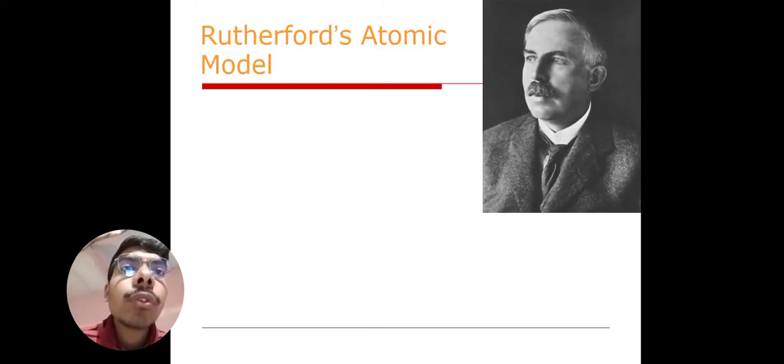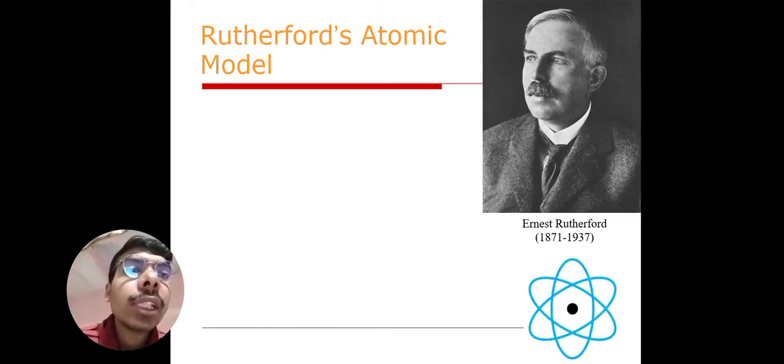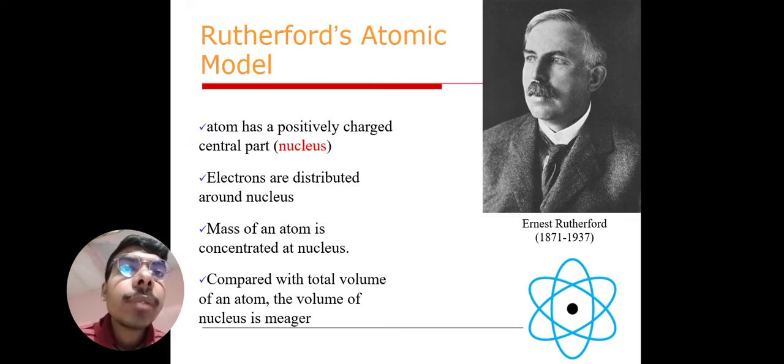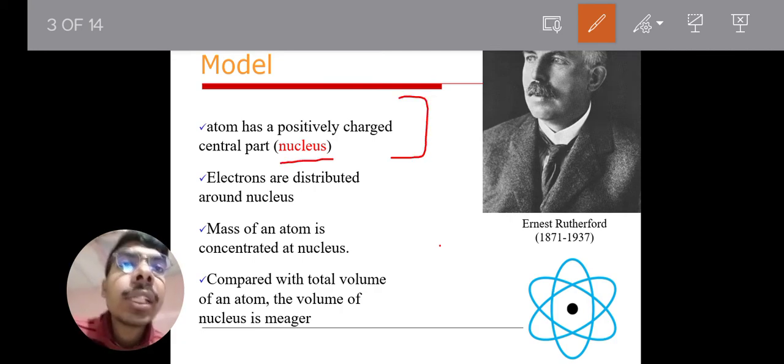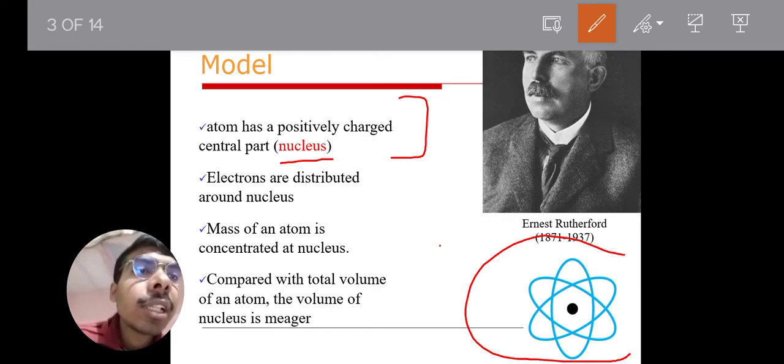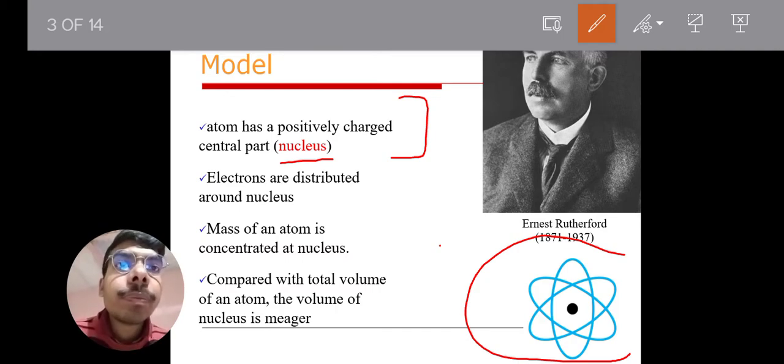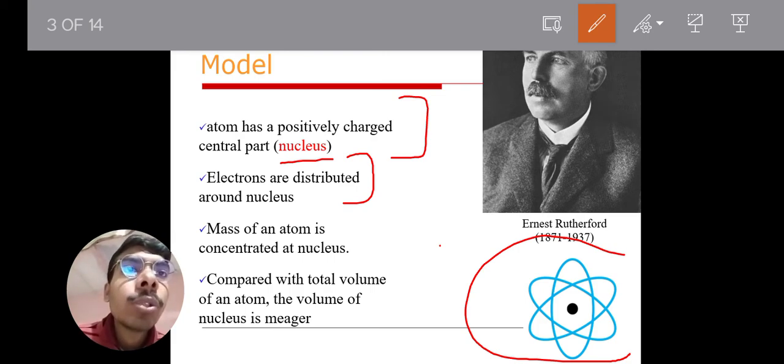Then comes Rutherford's atomic model. Rutherford was a scientist who explained the model of an atom, like how atoms exist. First point is that an atom has a positively charged central part, that is the nucleus. This can be explained by this diagram in the left hand bottom, where the nucleus is represented by this black dot. Electrons are distributed around the nucleus.